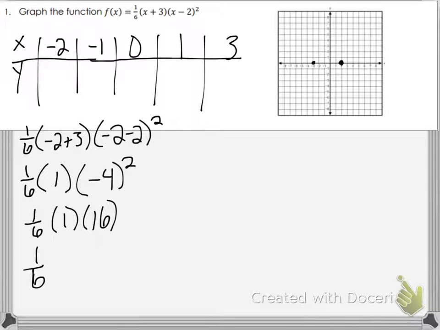1/6, and 1/6 times 16. Give it to me as an improper fraction. Hold on, I'm going to do this in my next one. Uh-oh, our graphing calculators don't do it for us. Why? Oh, I guess we're going to have to do it on our own.